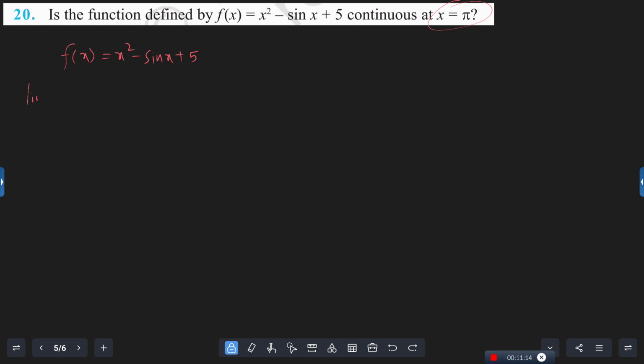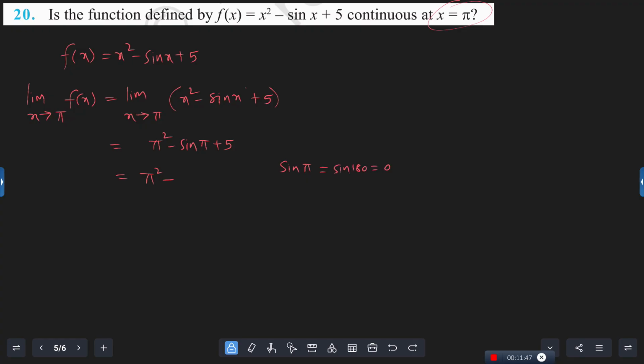So the limit value: limit x tends to pi of f of x, which is equal to limit x tends to pi of x square minus sin x plus 5. When you apply the x value as pi, what am I getting? Pi square minus sin pi plus 5. So that pi square, what is sin pi, children? Sin pi means sin 180.